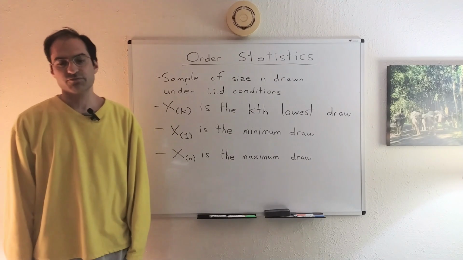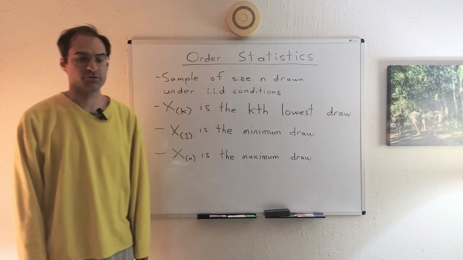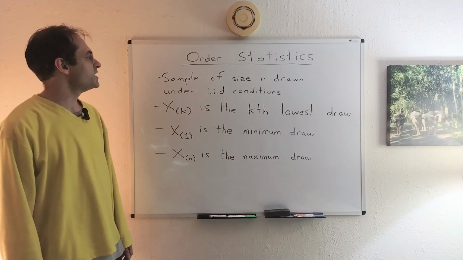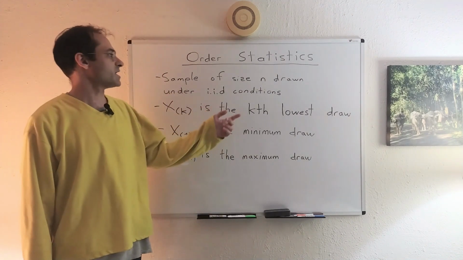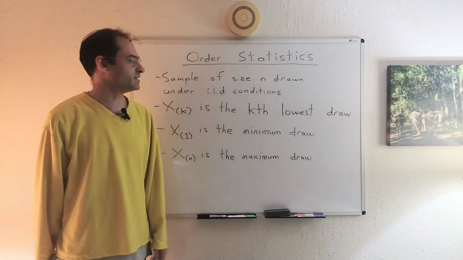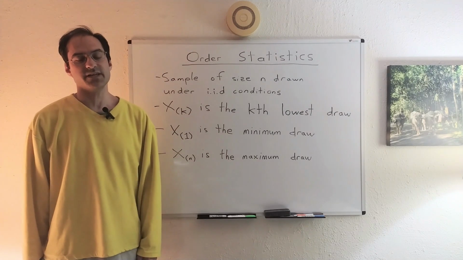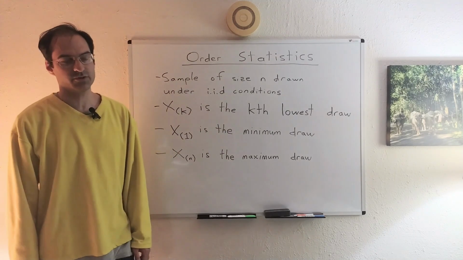Okay, so let's get started with part 2 then, order statistics. Basically, when dealing with order statistics, we have a sample of size n drawn under IID conditions. IID means independent and identically distributed.